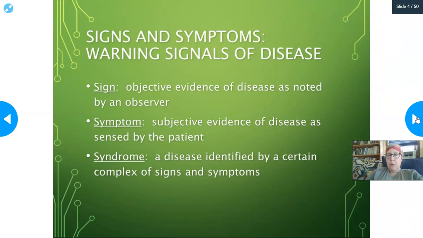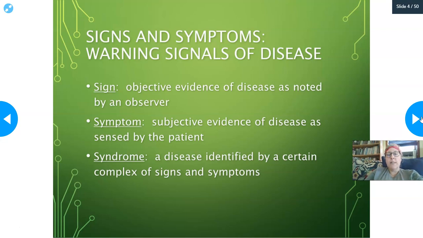We've covered this already, but we're going to go back over signs and symptoms. Those are the warning signals of disease, and they can point you in the direction of diagnosing an infection. So again, a sign is an objective evidence of disease as noted by an observer.